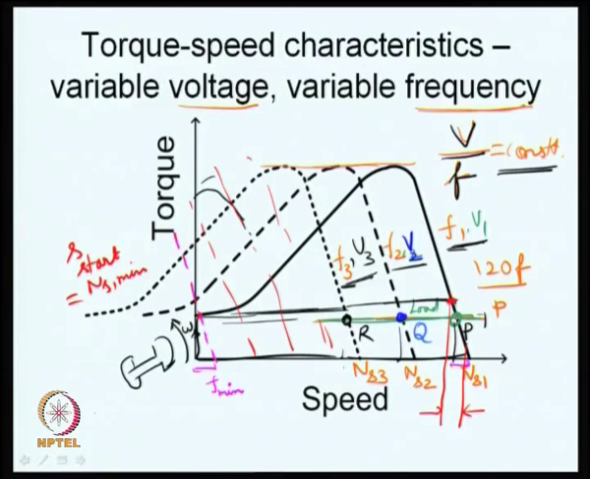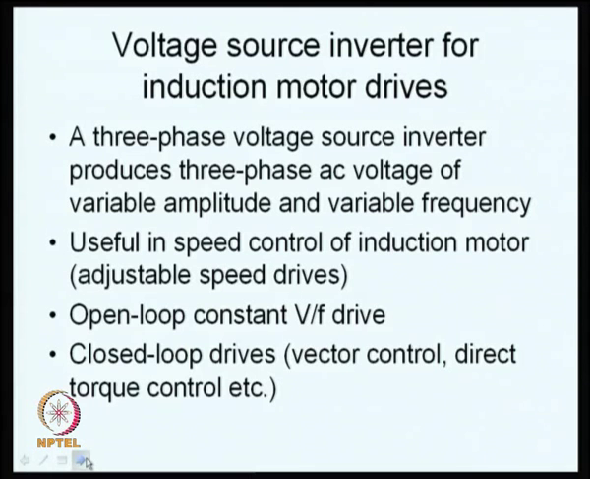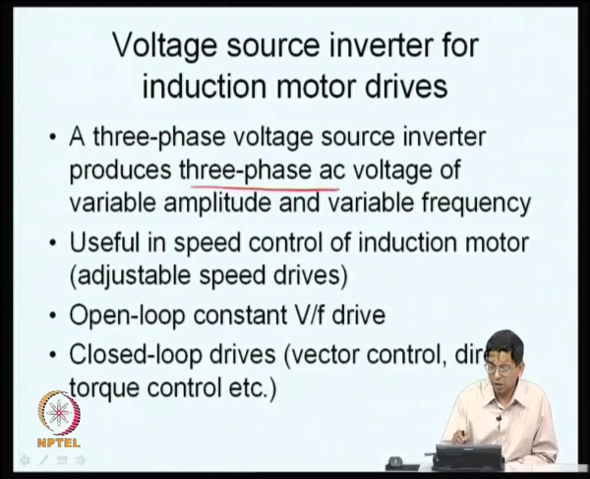So, what are you doing now? You are controlling the speed now. It is not an induction motor, it is now an induction motor drive. Why? Because it is a controlled induction motor. What is being controlled? Its amplitude and frequency of the applied voltage are being controlled using a voltage source inverter. So, when you want a voltage source inverter for induction motor drives, why do you want it? Because an inverter can produce 3-phase AC voltage of variable amplitude and variable frequency.